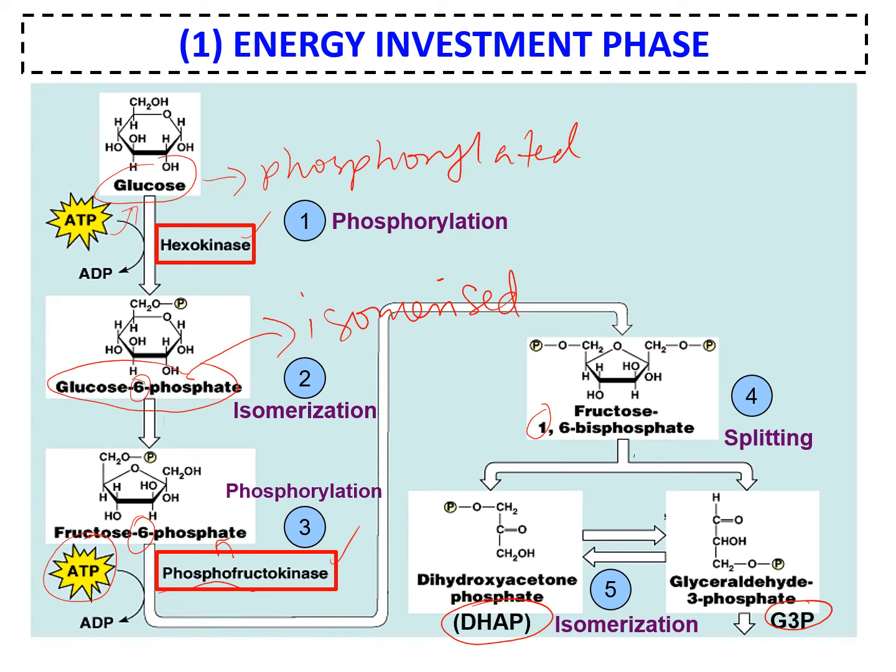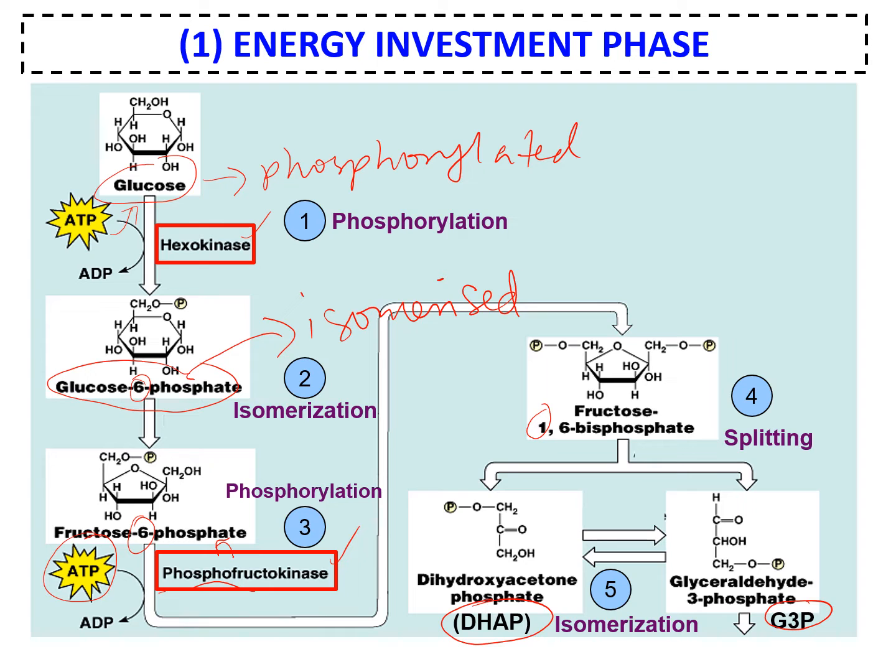The fifth step is the isomerization. In order to continue to the sixth step of glycolysis, DHAP cannot continue to the next step, step number 6. Only glyceraldehyde 3-phosphate can continue to the sixth step. So DHAP should be isomerized into glyceraldehyde 3-phosphate. So this is the end of the energy investment phase.